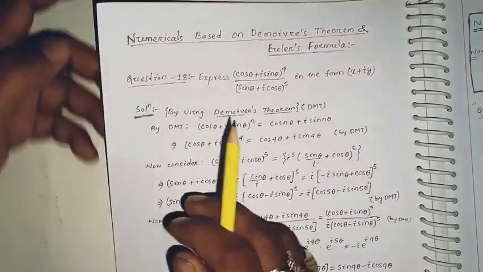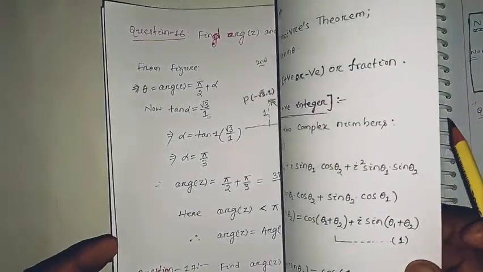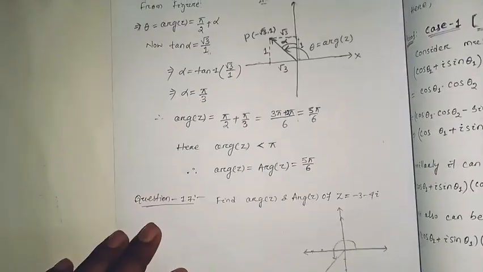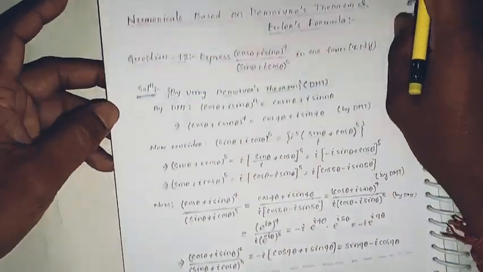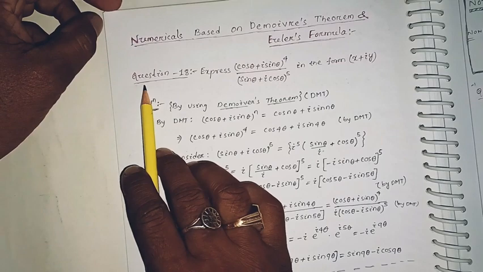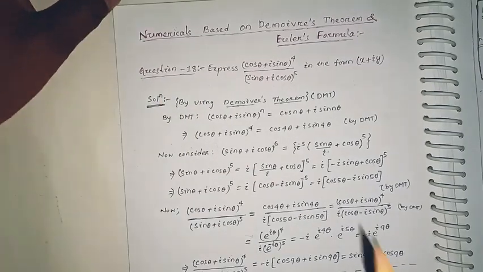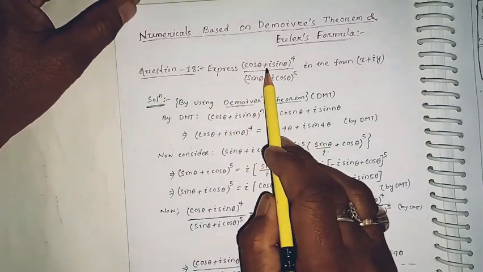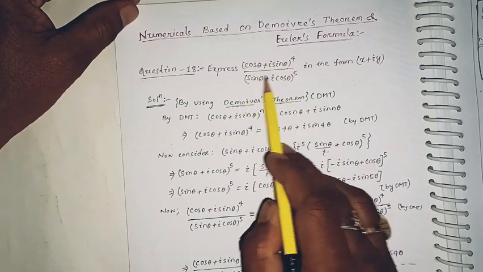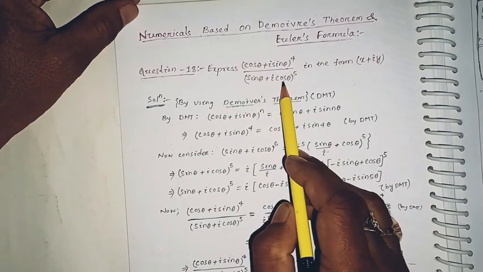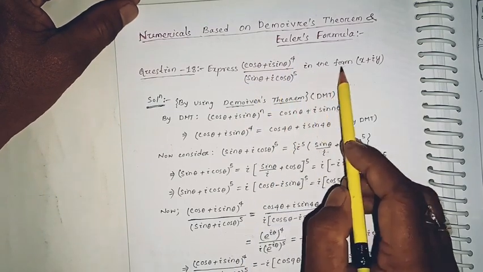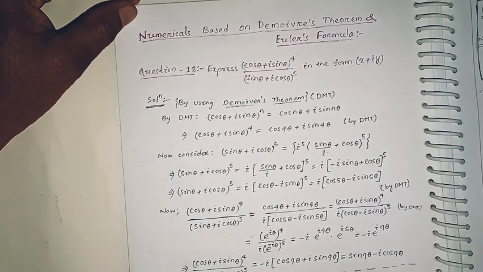Question number 18. In our last class, we discussed up to question number 17, so this question is numbered 18. Express (cos theta plus i sin theta) to the power 4 by (sin theta plus i cos theta) to the power 5 in the form of x plus iy.